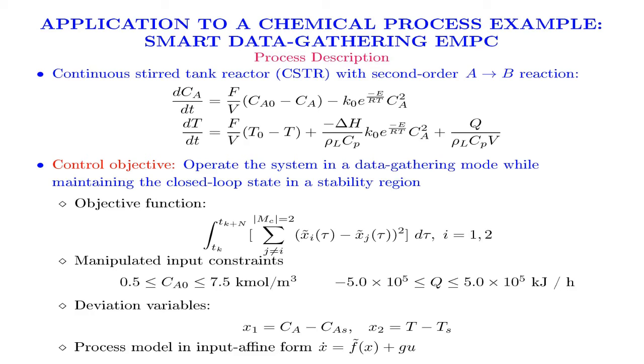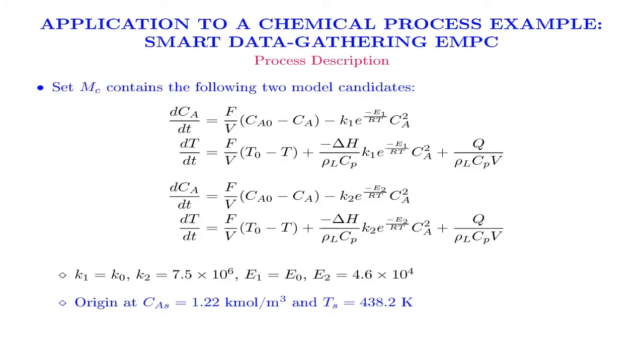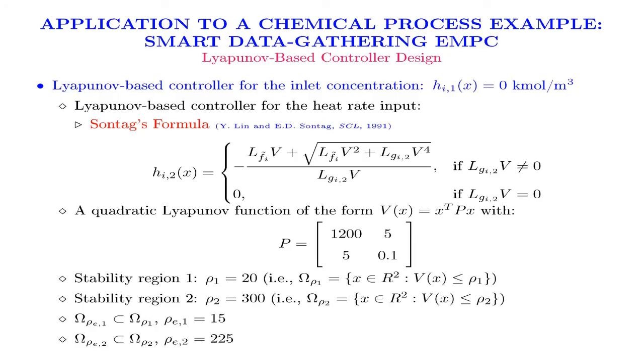The manipulated inputs are the inlet concentration T0 and the heat rate Q, and the process model is in the input affine form. The set MC contains these two model candidates available with different rate law parameters, and both process models share the same origin at the steady state. For the LMPC formulation, we designed the Lyapunov-based controller h_i(x) for each model candidate using Sontag's formula. The Lyapunov function has this quadratic form, and the parameters of the stability regions are provided here, with the design stability region using model 1 inside the stability region using model 2.